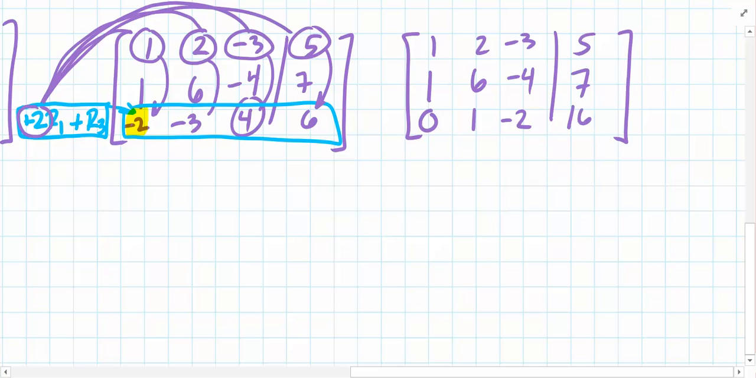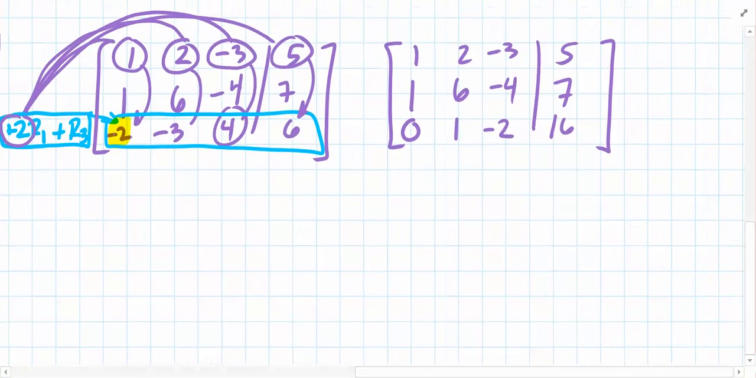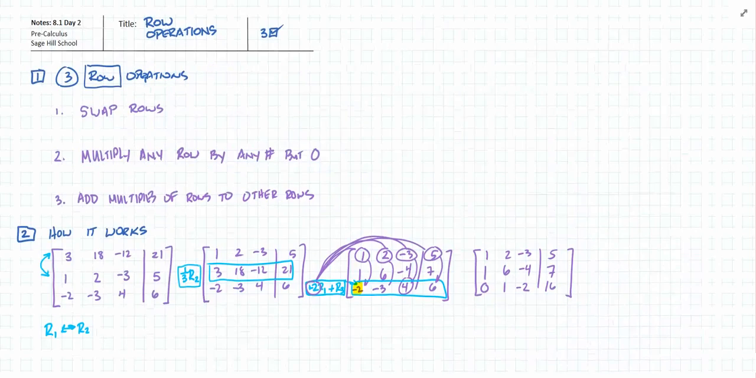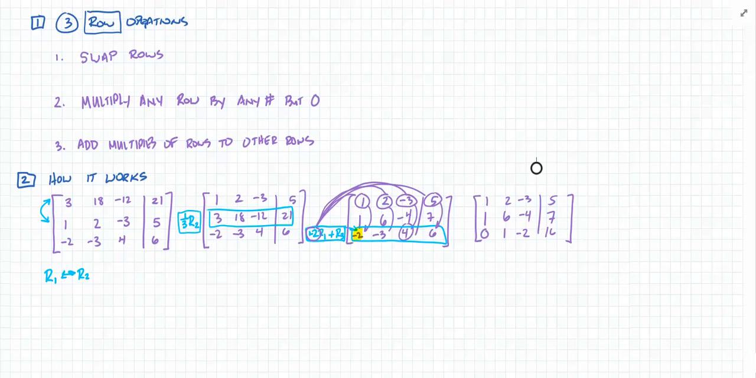Nice. Okay, good. So there's an example of the 3 types of row operations that we can do. We swapped a row, we did a multiple of a row, and then we added a multiple of a row to another row. Okay, a little bit of history and clarification for you.